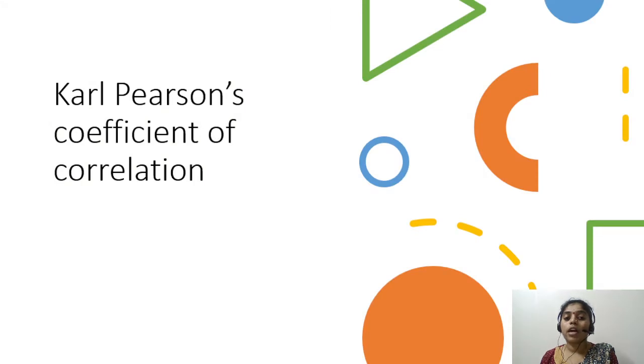The next method is called Pearson's coefficient of correlation. Since there are demerits in the scatter diagram, that means it only shows the direction of the correlation between the x and y axes, and it will not help to find the exact correlation between x and y. We will move on to the next method of finding the correlation, that is KPCOC. Another short name is KPCOC, and the full name is Karl Pearson's coefficient of correlation.